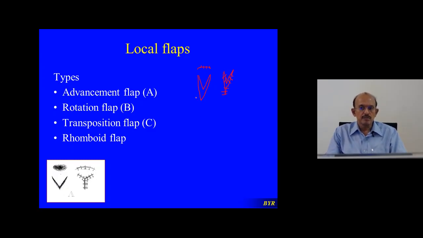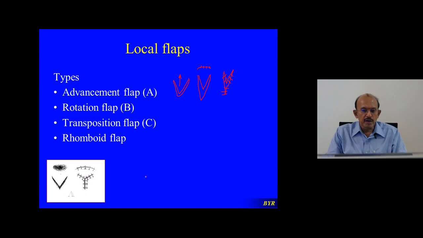Now did you understand? This is originally like this. So this defect, now this V is pulled this way. This has been pulled this way, so a gap has occurred here. Once this gap is there, you suture this tile. Then you suture these two limbs. This becomes Y.